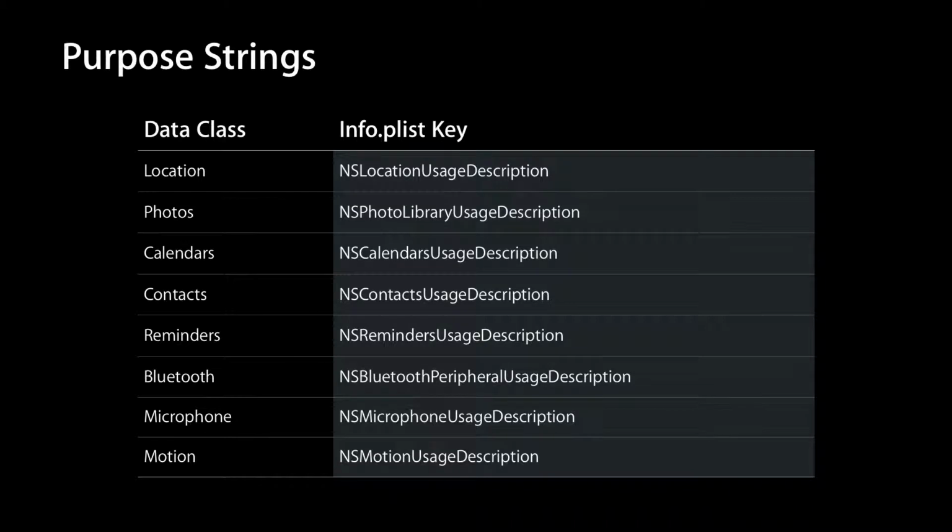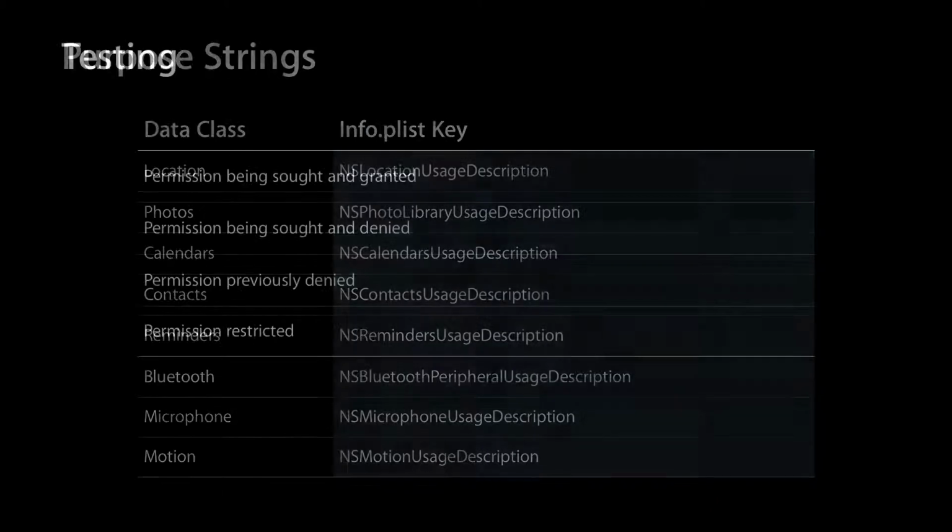And helping them decide to say yes, this is where the purpose strings come into play. In your app's Info.plist, you can go in and find all these, what we call, usage description strings for all these classes here. Put in the sentence that is going to help your users make a good decision about granting your game access, and of course provide localizations.